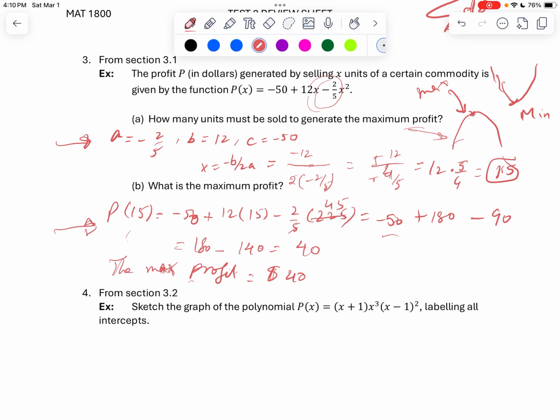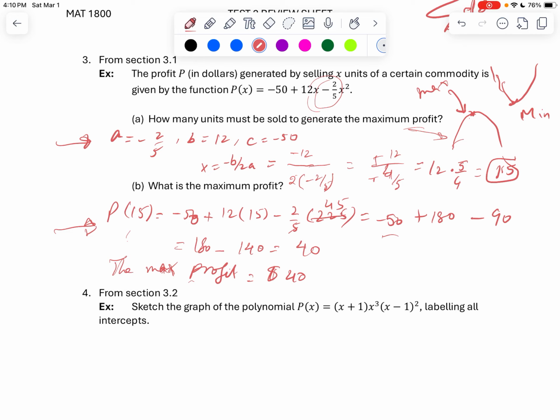Remember, the units is basically the x value, or the independent variable. And the maximum quantity, that is your y variable, or the y coordinate, or the dependent variable.